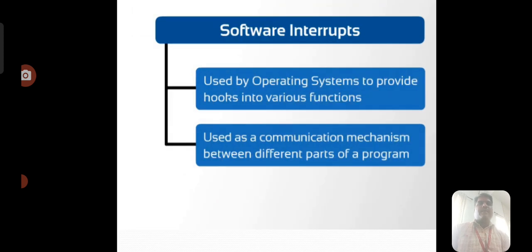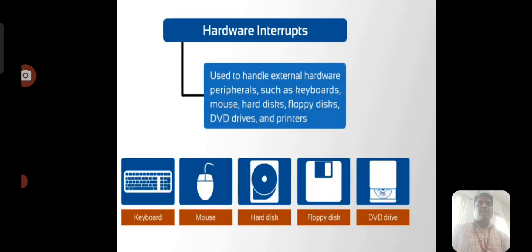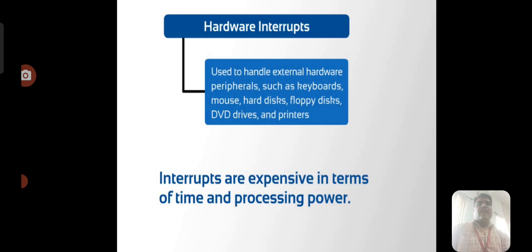Then software interrupts. Software interrupts are used by operating systems to provide hooks into various functions. They are also used as a communication mechanism between different parts of a program. Hardware interrupts are created by the keyboard, mouse, hard disk, floppy disk, and DVD drive. They are used to handle external hardware peripherals such as keyboards, mouse, hard disk, floppy disk, DVD drives, and printers. Software interrupts are expensive in terms of time and processing power.